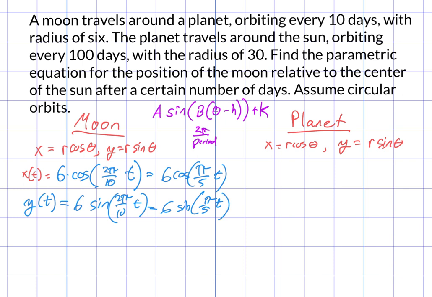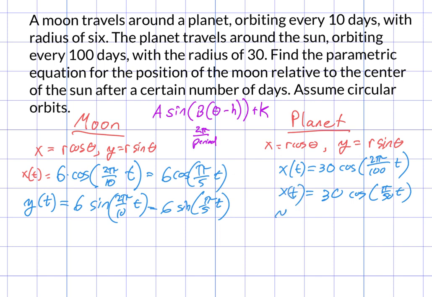For the planet, same idea. X of t equals 30. That's my radius. Cosine of 2 pi over 100 for the 100 days to complete a full travel. So that will be equal to 30 cosine pi 50ths t. Y of t, 30 sine pi 50ths t.